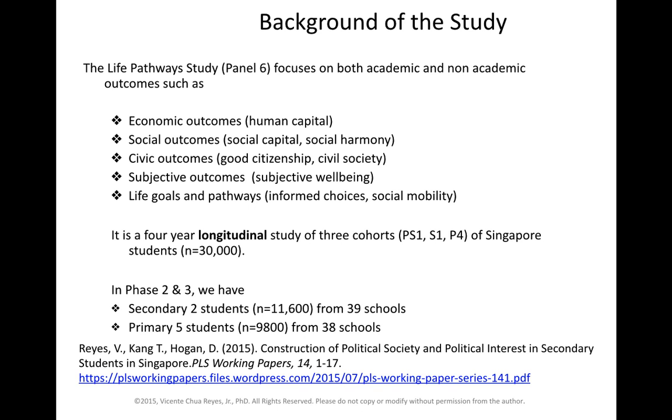So phase 2 and 3, we had secondary 2 students and primary 5 students. Phase 3 would be secondary 3 students and primary 6 students. And post-secondary levels of PS2, post-secondary second year, and post-secondary third year, either in the junior colleges, in the vocational schools, or in the institutes of technical education.